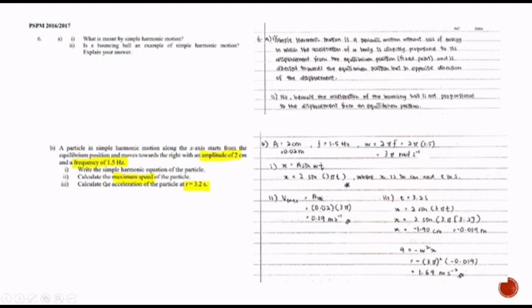First question, write the simple harmonic equation of the particle, which is x equal to A sin omega t. So we substitute the value, we get x equal to 2 sin 3 pi t, where x is in centimeter and t in second. So number 2, calculate the maximum speed of the particle. So v maximum equal to A omega, which is 0.02 times 3 pi, we get 0.19 meter per second.